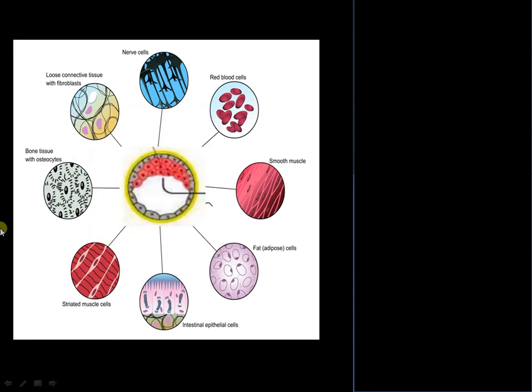An embryo develops from a zygote, and this is an embryo, and this is the inner cell mass. From these cells, all other cells are differentiated, like neurons, RBC, fibroblasts, epithelial cells, osteocytes, etc. So all other cell types are differentiated from these inner cell mass cells of the embryonic stem cell.